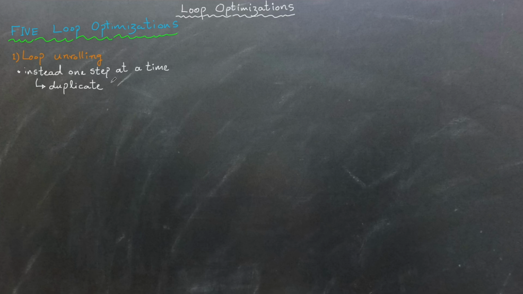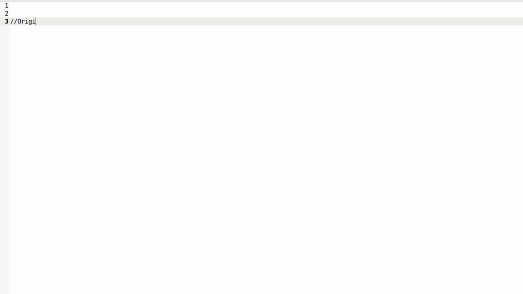Let's now discuss 5 key loop optimization techniques with examples. The first and most commonly used optimization is loop unrolling. Instead of iterating one step at a time, we increase the loop step size by duplicating the body of the loop. By reducing the number of iterations while maintaining correctness, loop unrolling decreases loop overhead and improves performance. Here is an example.